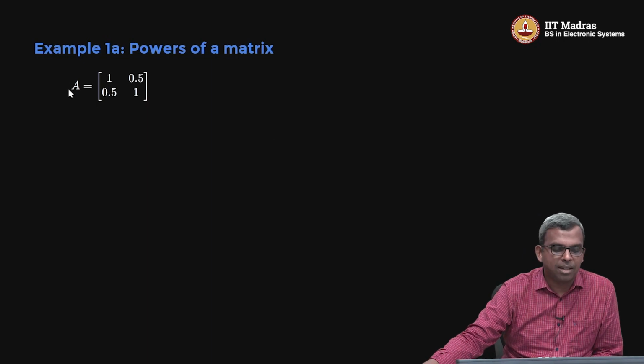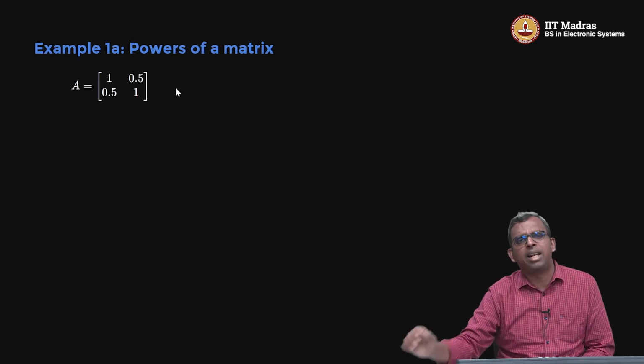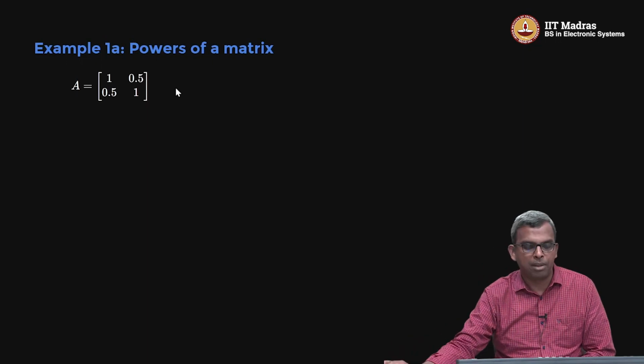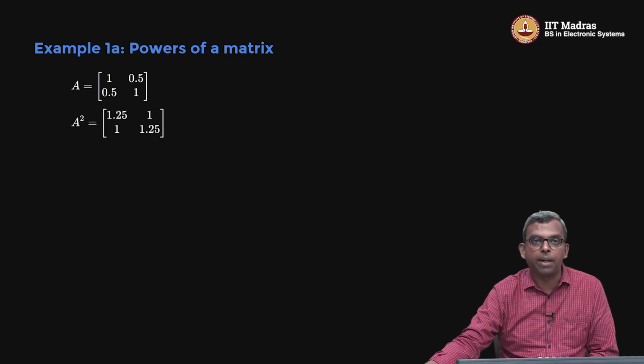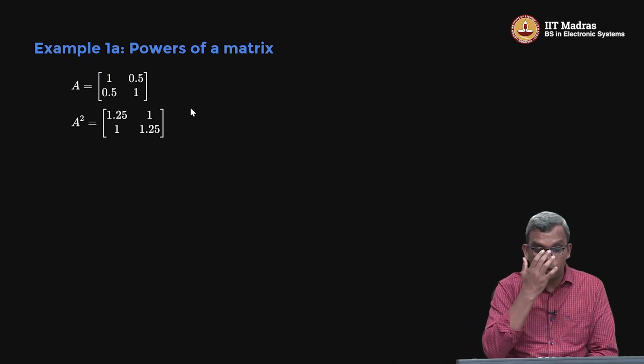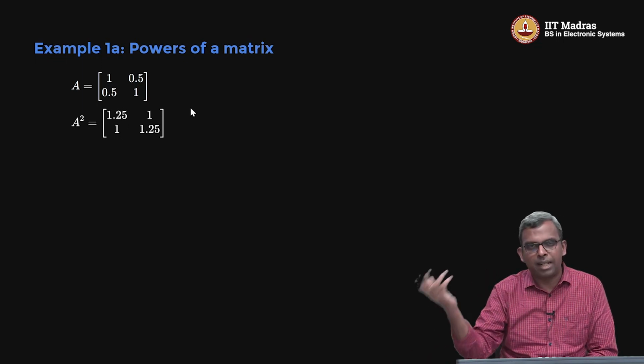The first example I will see is a matrix 1.5, 0.5, 0.5, 1. I am picking these examples very carefully. Later on, we will see why these examples have been very carefully picked. Okay. So, for now, let us just start with this example and see what happens. Here is A squared. So, all this I have done numerically. All this you can do numerically in packages. We will see that in a later lecture.